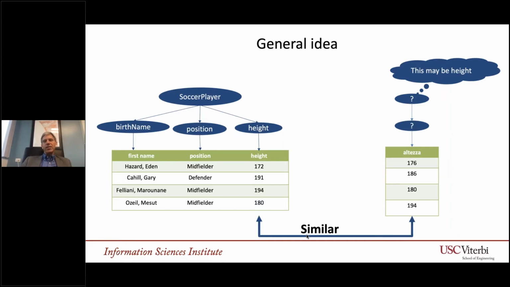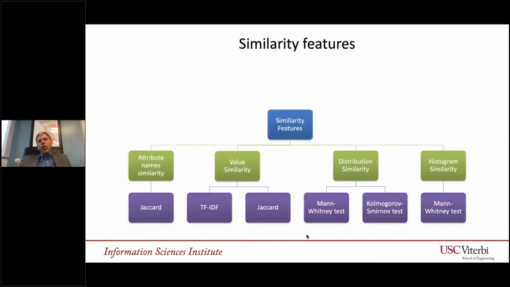So the general idea is to take each new source and compare it to the known sources and see if you can find the ones that have the closest match, and then propose those as the ones that are most likely the semantic type. We do this by comparing a whole set of features.